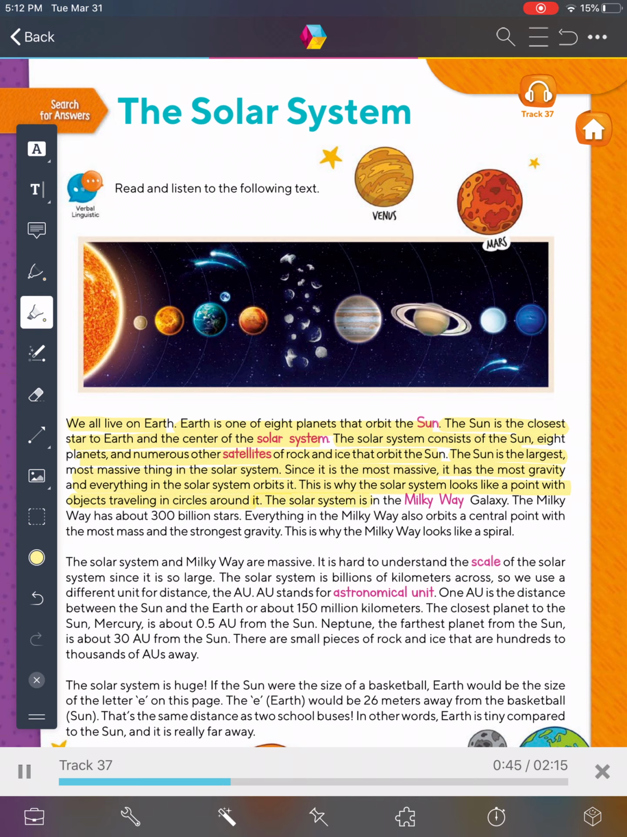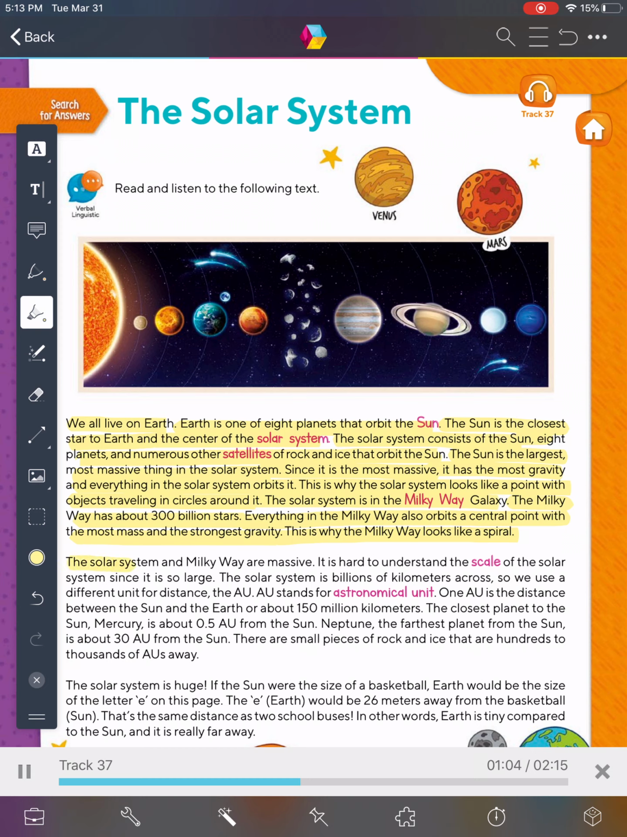The solar system is in the Milky Way galaxy. The Milky Way has about 300 billion stars. Everything in the Milky Way also orbits a central point with the most mass and the strongest gravity. This is why the Milky Way looks like a spiral.